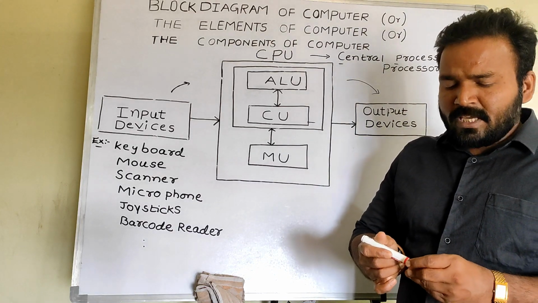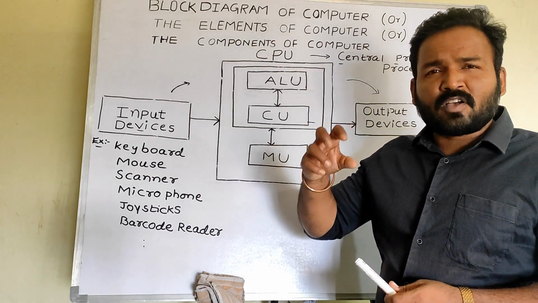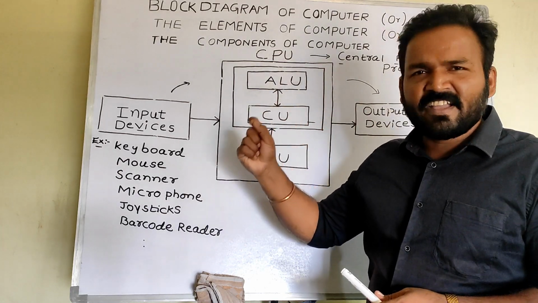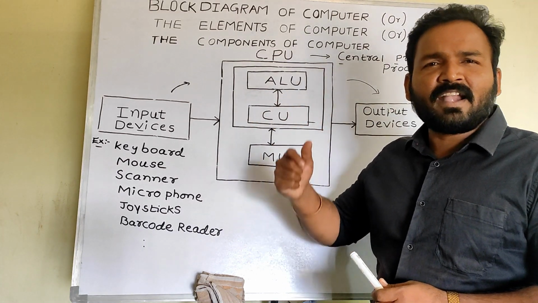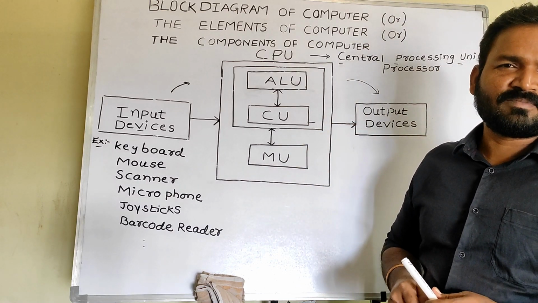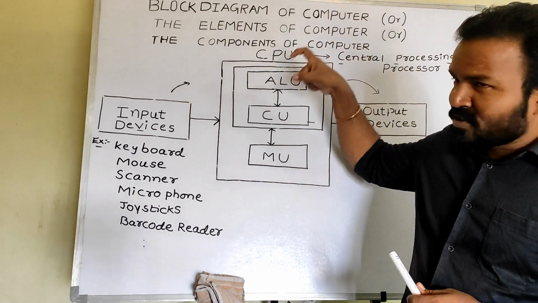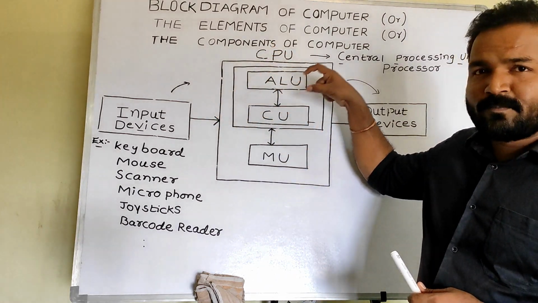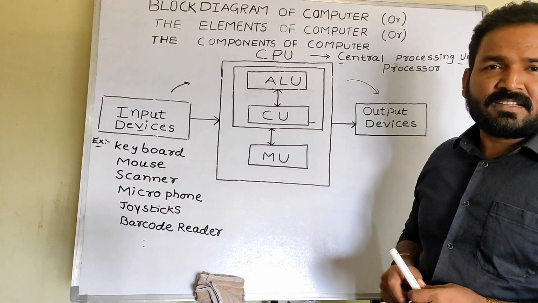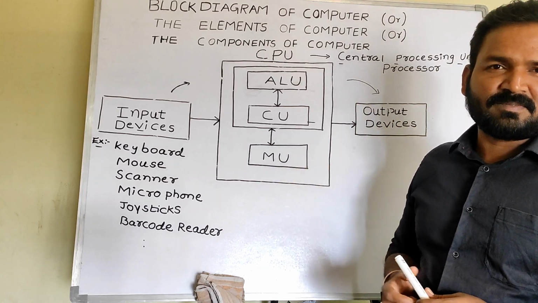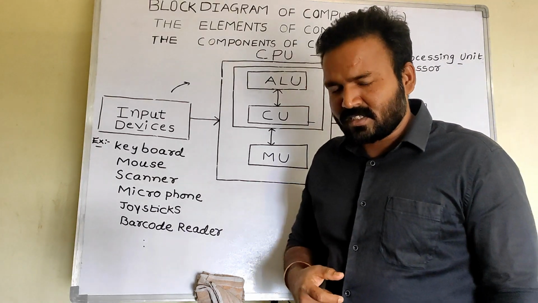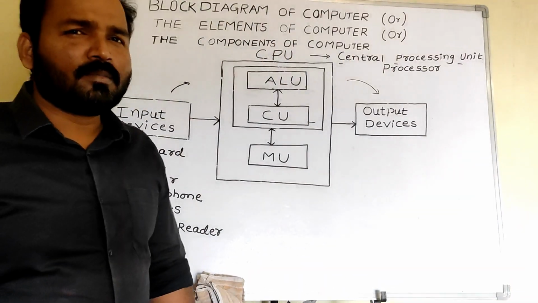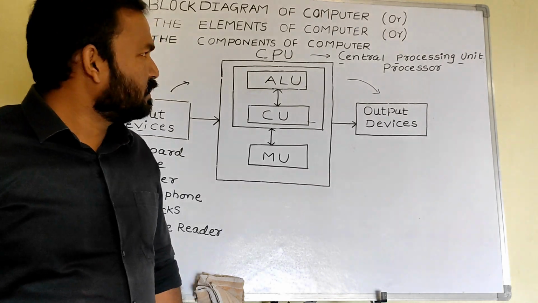So CPU can process the data given by the user, and gives the result. Okay, right. So that is about CPU, Central Processing Unit.